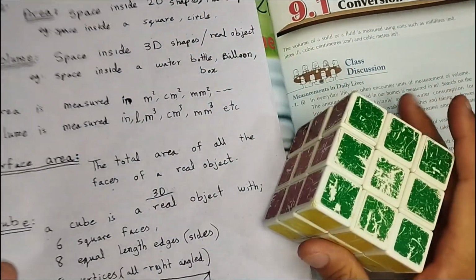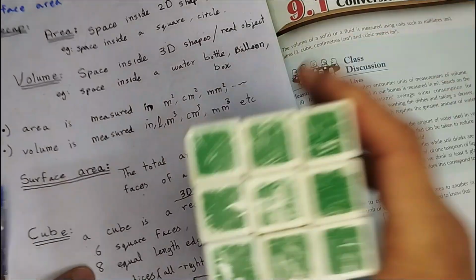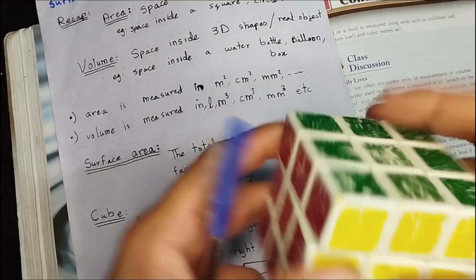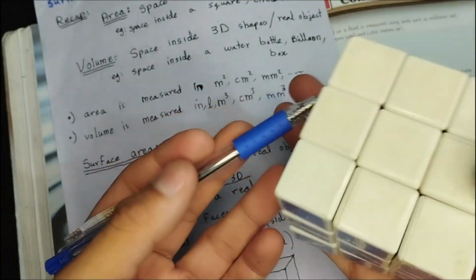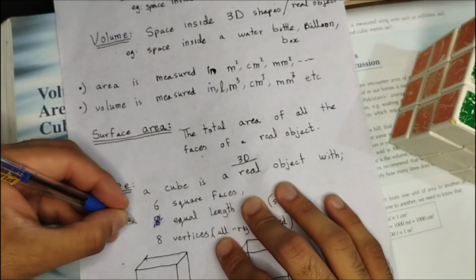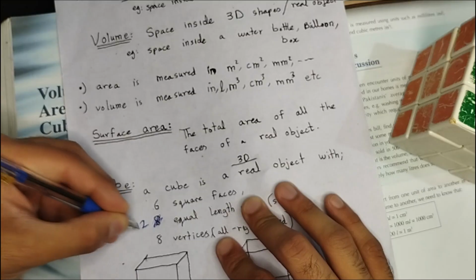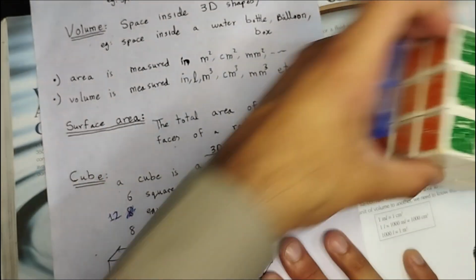So, oh, wait a second. Oh yeah, so it has 4 on the top, 4 on the bottom, and 1, 2, 3, 4 on the sides. So it's not 8. It's 12. 4 plus 4 plus 4 is 12, right? So 12 equal lengths, 12 equal edges. It has 12 equal sides.